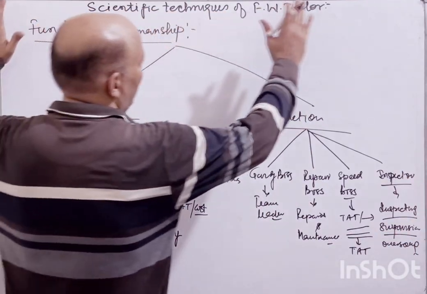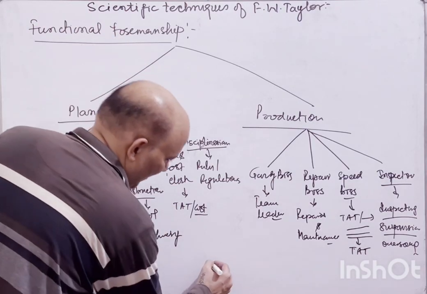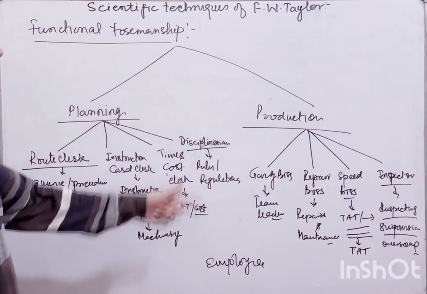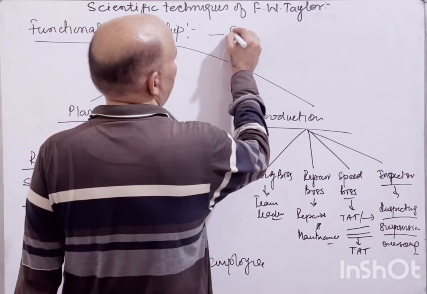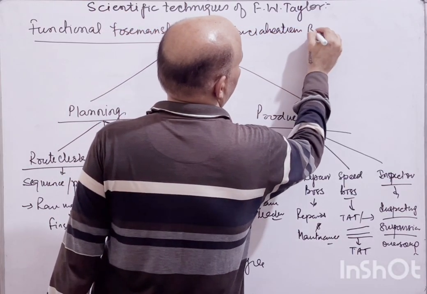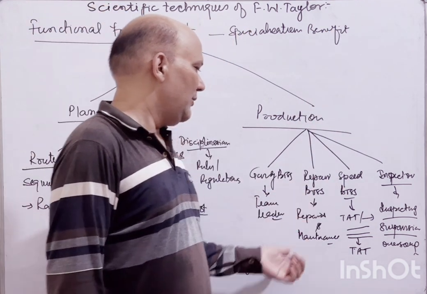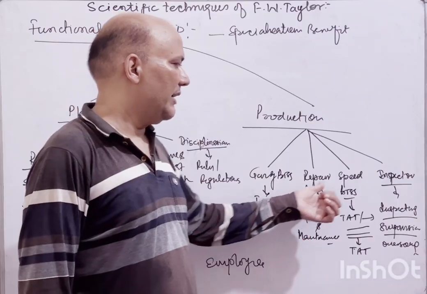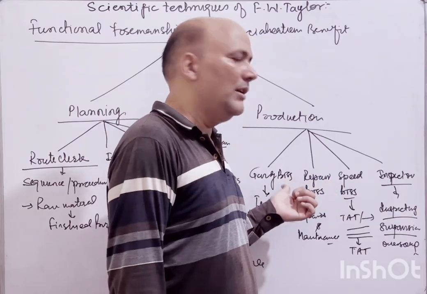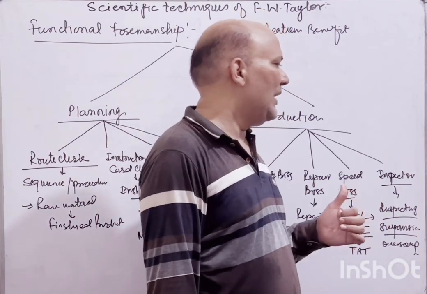So this is your functional foremanship, where eight people are giving orders to one employee. The employee is here, who is getting orders from all these people, right? Now you will say what is this for? This is for the specialization benefit. Why so? Because the gang boss can handle manpower well. The repair boss can handle machines, tools, etc. in a better way than people. Then the speed boss can find out the method by which the work can be done faster, right?